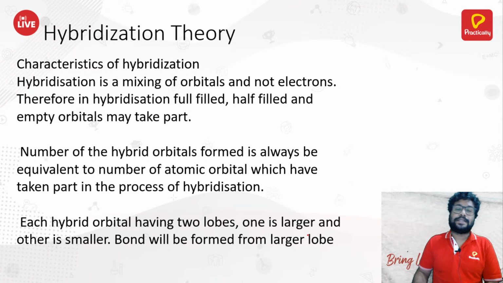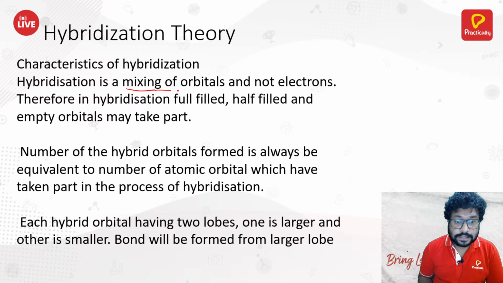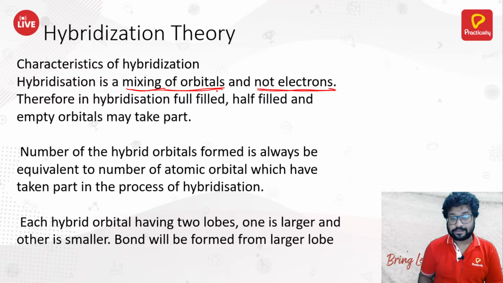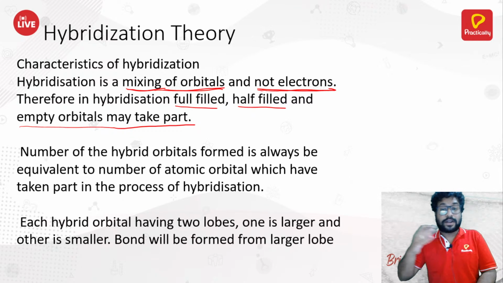What are the characteristics of hybridization? Hybridization is the mixing of orbitals. Mind this point: it is a mixing of orbitals, not the electrons. Your electrons are not getting mixed here, orbitals are getting mixed. Therefore, in hybridization, full filled, half filled, and empty orbitals may take part.